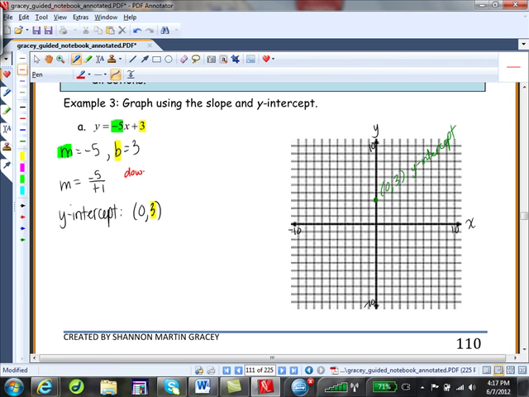So this is down 5 and right 1 from the ordered pair 0, 3. So down 5 takes us 1, 2, 3, 4, 5, and right 1 takes us here. Do you see how we got that second point? So this is the second point using the slope. And then you just connect the dots.